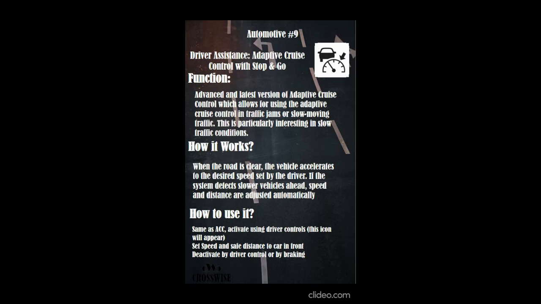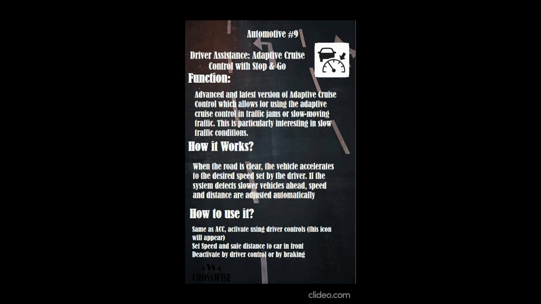How does it work? When the road is clear, the vehicle accelerates to the desired speed set by the driver, the same way it operates for adaptive cruise control. But if the system detects slower vehicles ahead, the speed and distance are adjusted automatically.